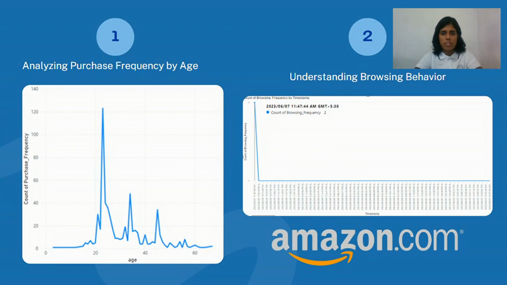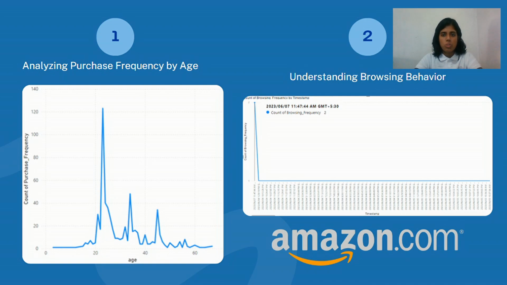This analysis shows that purchase frequency is highest among 23 year olds, with 123 purchases accounting for 20.43% of the total purchases. This data reveals significant variation in buying habits among the different age groups, indicating a greater level of engagement with younger customers, such as 23 year olds. Targeted advertisement for this age group might increase sales revenue and customer satisfaction. Next, let's understand the browsing behaviors.